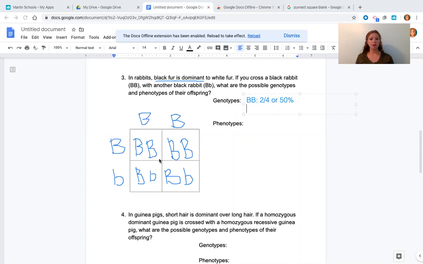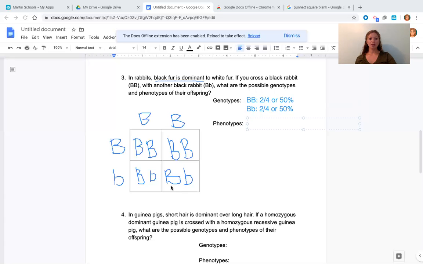I also have a possibility of them being heterozygous, so capital B, lowercase b, and the same probability, 2 out of 4 or 50%. All right, so these are my possible genotypes. I can either be born homozygous dominant or heterozygous. Now let's talk about phenotypes. When I look at all of these, every single one of them has a dominant gene with it. So there is no possible way that I could, if I'm a rabbit with these types of parents, there's no possible way that I would ever be born with white fur.